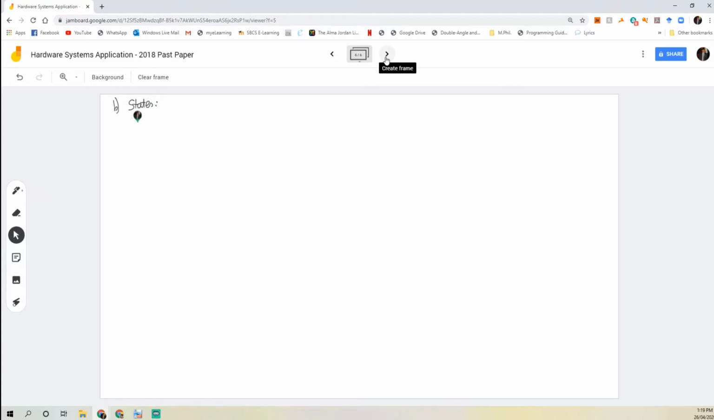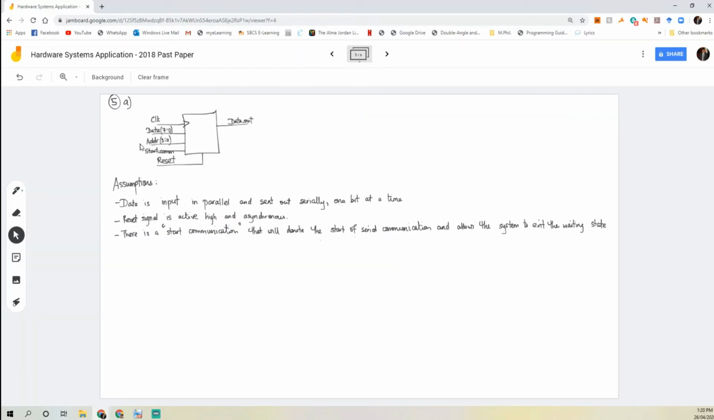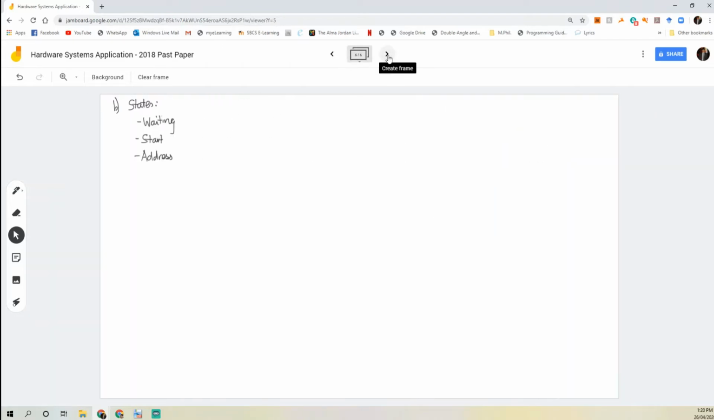So we have the waiting state, we have the start state, right? We also have a state in which we will communicate the address bits that are on the address line in this diagram here. Okay, all right.